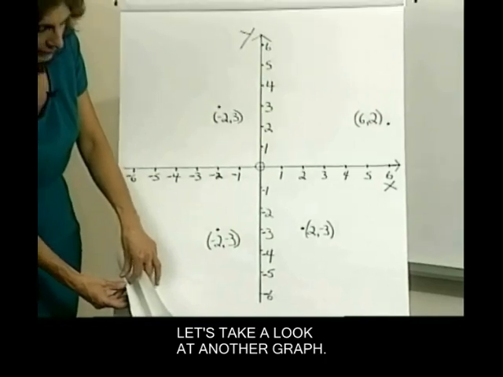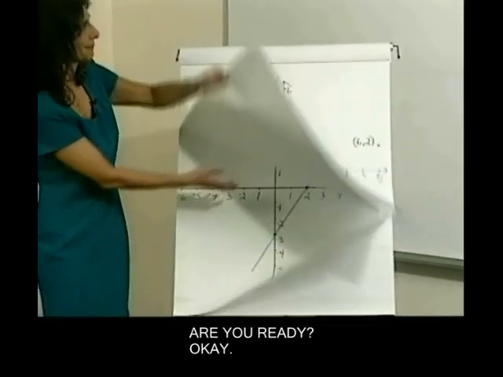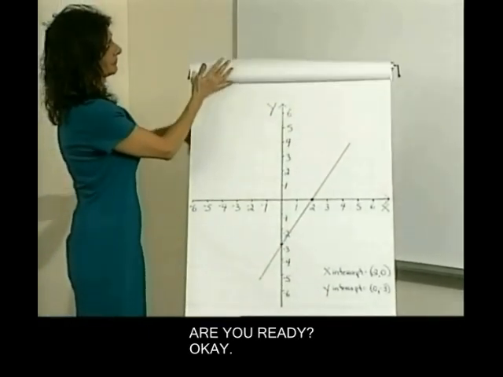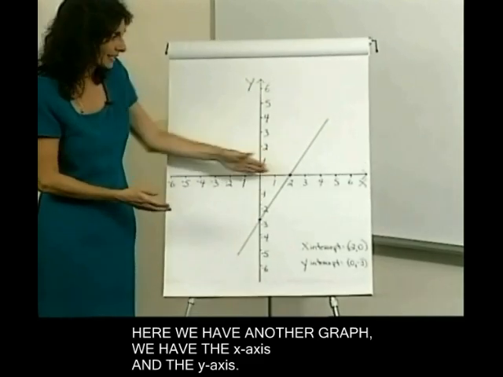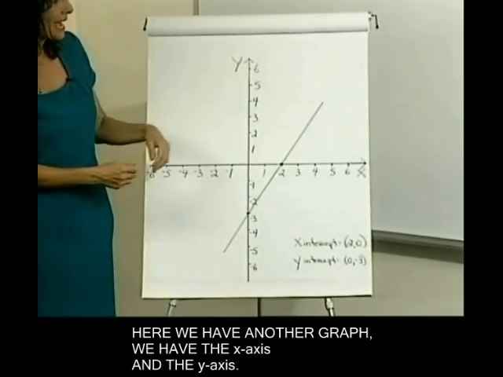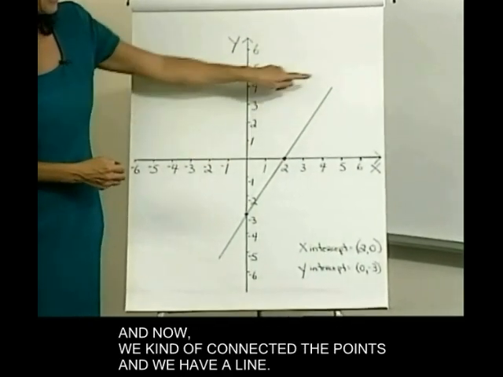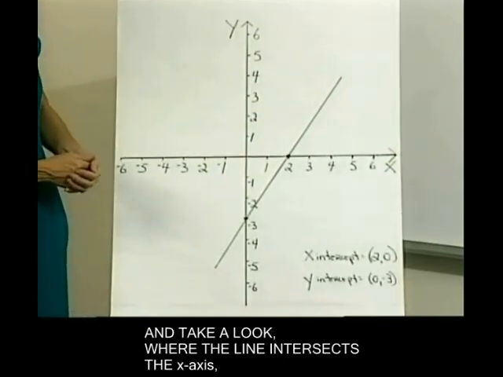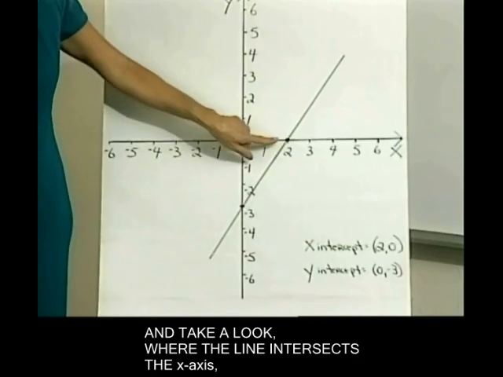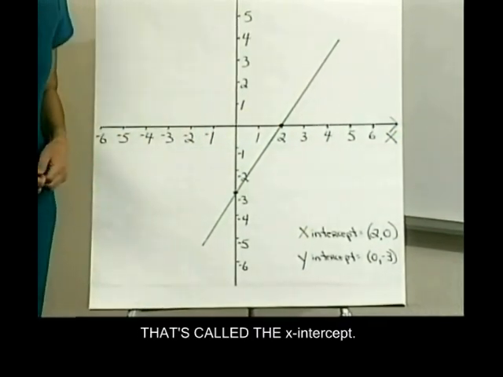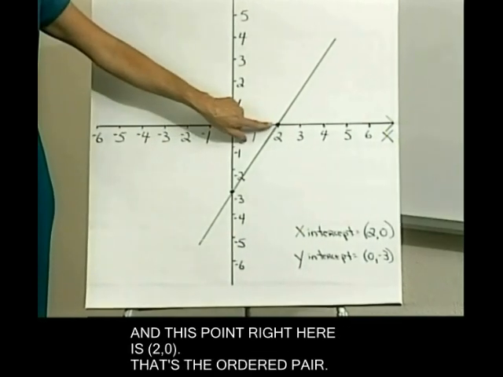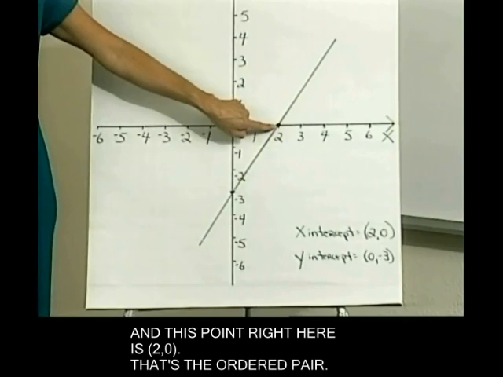Let's take a look at another graph. You ready? Okay, here we have another graph. We have the x-axis and the y-axis, and now we've connected the points, and we have a line. And take a look. Where the line intersects the x-axis, that's called the x-intercept. And this point right here is 2, 0.